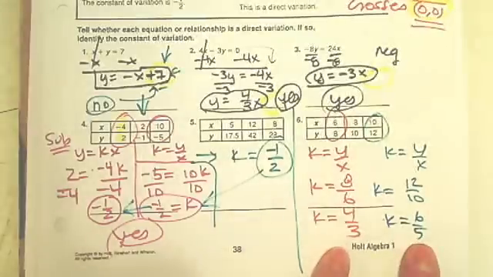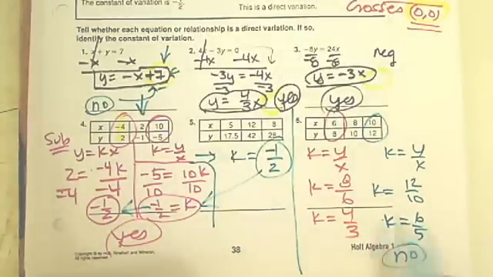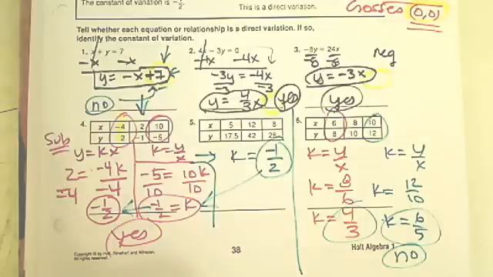Well, what do you notice there? They're not the same. This is no. This is not a line. It makes a curvy, wavy thing. It is not a line because they're not the same.